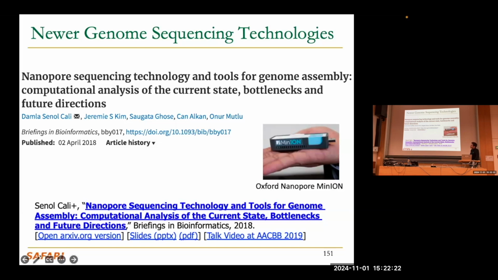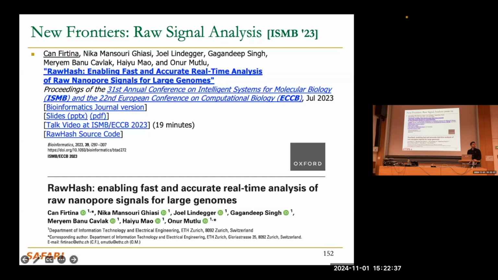And previously, in this paper led by Dogma, we looked at the challenges and the computational steps in analyzing Nanopore sequencing data, and the potential future directions for it. We also directly work on this direction. Specifically, as I mentioned earlier, we try to perform genome analysis by eliminating the base calling step, meaning we want to directly use the raw sequencing data and do the analysis without any translator in between.